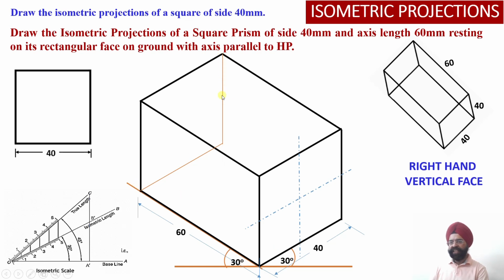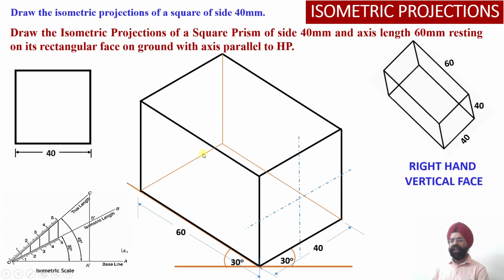Similarly, this edge, that is the vertical edge, is again parallel to the y-axis, and the length is again 40 millimeter. So this completes my back face. Now I need to join this corner point with this corner point, so that the edge at the back is also located. Now these are the three edges which are going to give us the complete feel of the square prism. That is, all the edges of the square prism have been drawn, right?